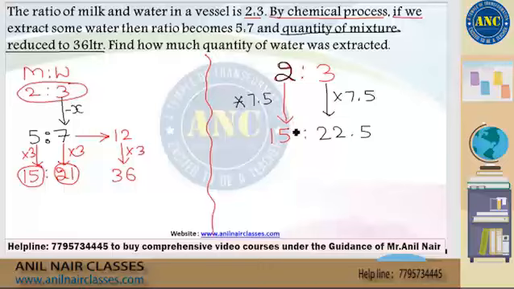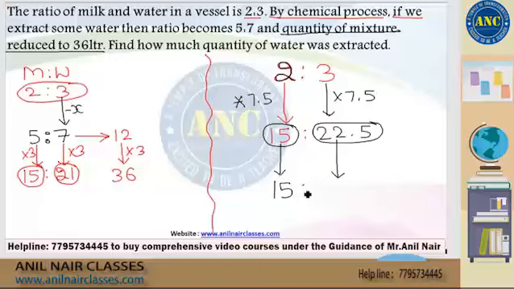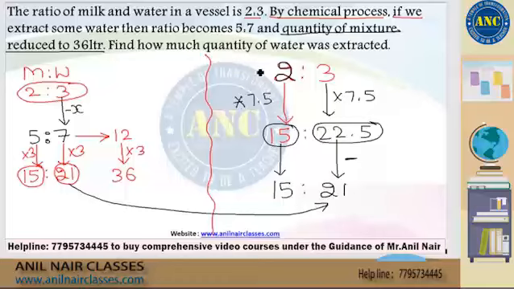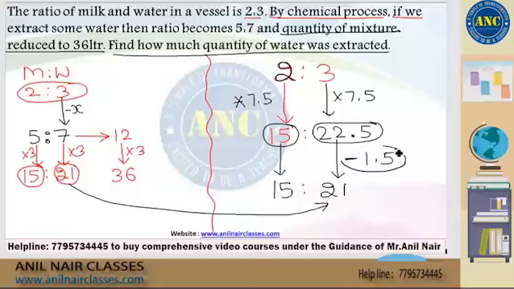That means initially 15 liters of milk was present, and 22.5 liters of water was present. But finally 15 liters of milk is still present because I am not removing any milk from the vessel, but I am removing some water from the vessel, so that the final water became 21 liters. How much quantity of water was extracted? 22.5 is becoming 21. I removed 1.5 liters of water. Answer for this question is 1.5.